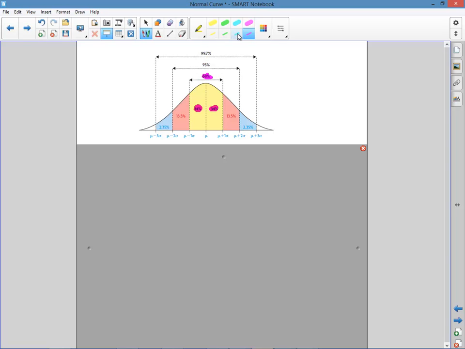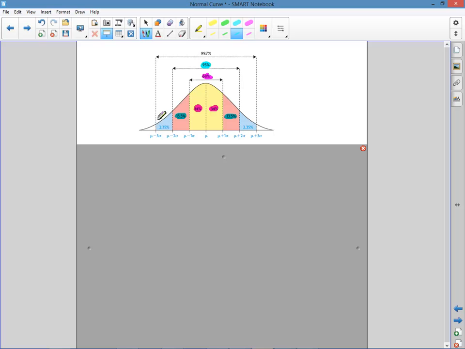Then within two standard deviations, below and above, will be 95%. We took our 68, subtracted from 95, and we're left with 27% that has to be spread in the two pink regions. And that would leave 13.5% for each region.